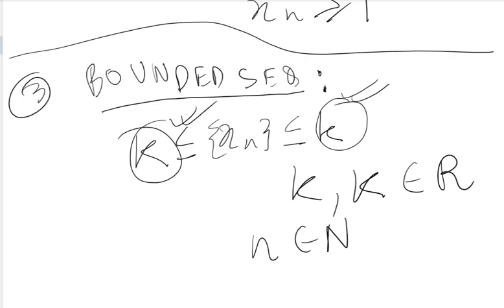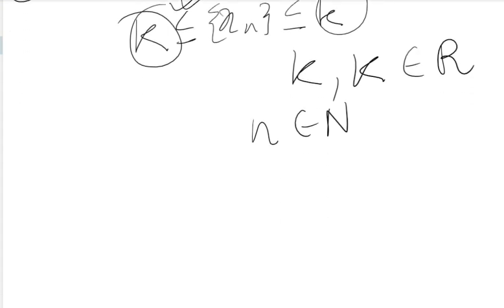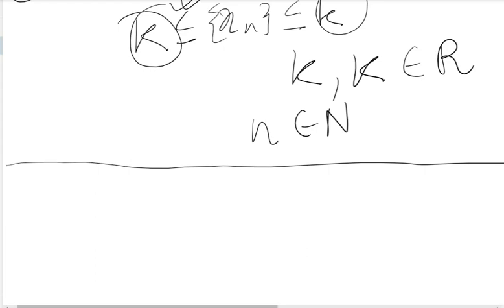Now, if there is a bounded sequence, then there has to be an unbounded sequence as well. So what is an unbounded sequence? Simple logic. The sequence that is not bounded is called an unbounded sequence.